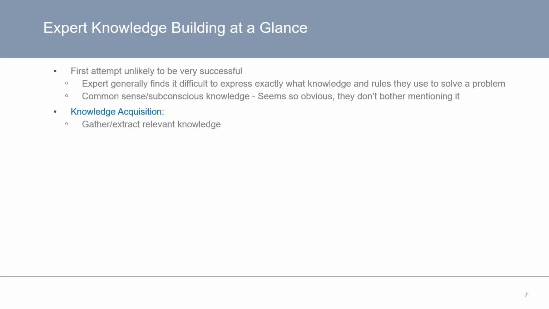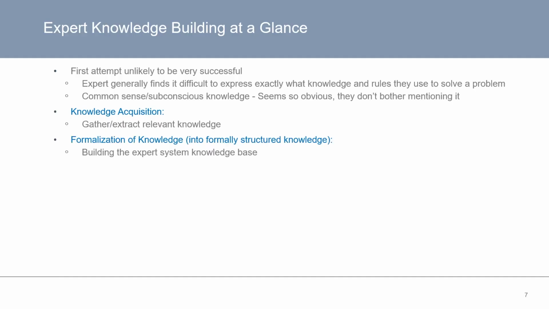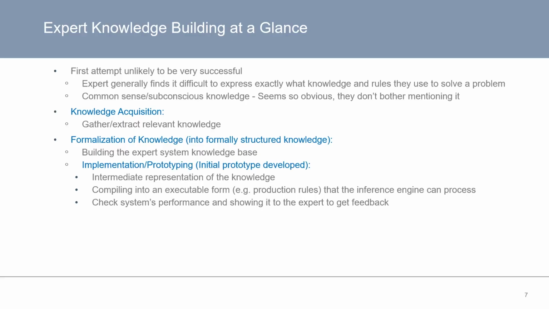The first phase of expert system building is always knowledge acquisition. Here, we want to gather or extract relevant knowledge. After this, we move on to the formalization of knowledge, into formally structured knowledge. This is aimed at building the expert system's knowledge base. This begins with implementing and prototyping the knowledge base. This process can involve creating an intermediate representation of the knowledge before moving on to complete formalization, then compiling the knowledge into an executable form that the inference engine can process. For example, this could be production rules.